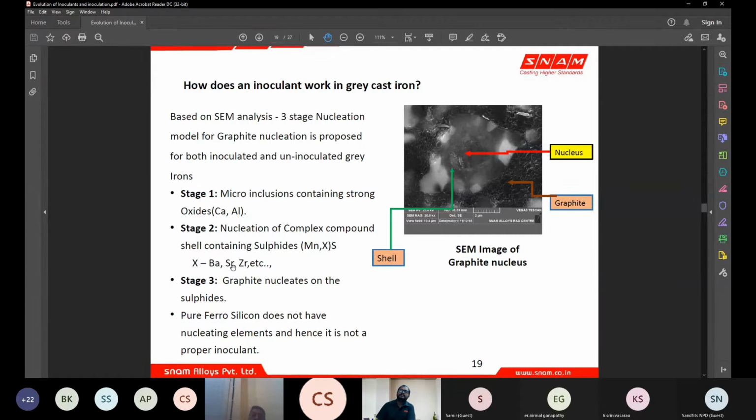So graphite nucleates on this sulfide. So there is no graphite before this. So we are talking about stage 1 and stage 2 in the liquid stage itself. So graphite is a solid. So all these inoculating elements start performing, or should have started performing, their function before even the carbon can precipitate as graphite. It is like you prepare your metal and keep it ready for carbon to come out and deposit. So these are earlier preparations.